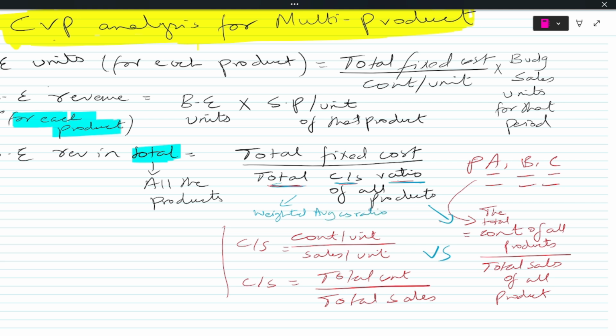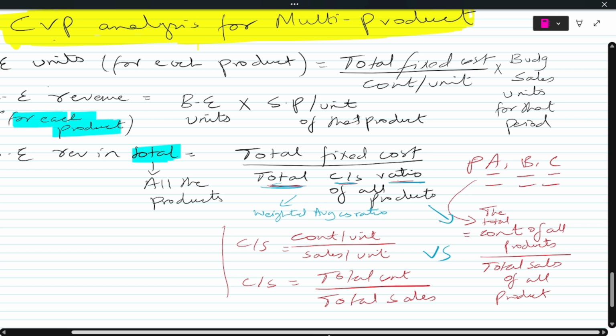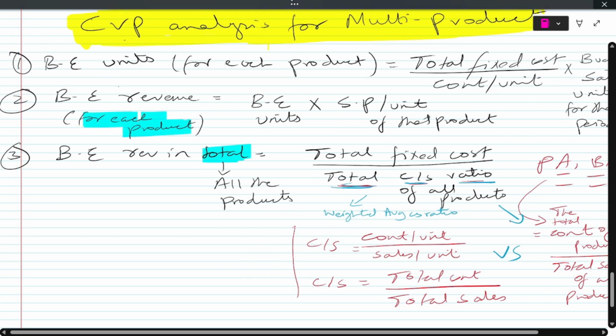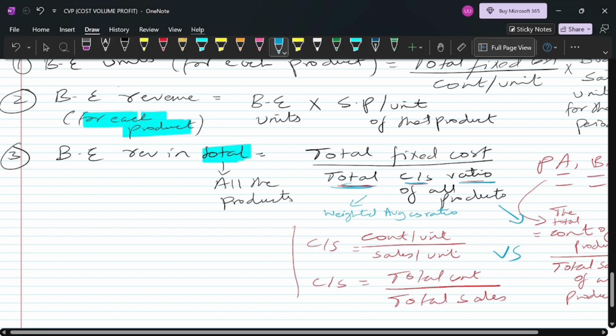Okay. I'm informing you this so that if you see this word in the exam, you should not get confused. Rather, you should know that the total CS ratio is also called the weighted average CS ratio. Okay. So you divide total fixed cost by weighted average CS ratio or total CS ratio and you get your break-even revenue in total for all the products. Okay. So you see that these are the formulas for multi-product when it comes to break-even.